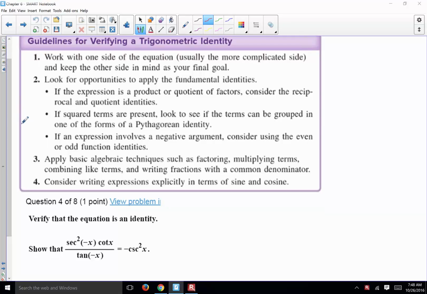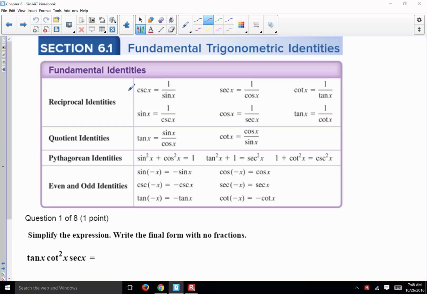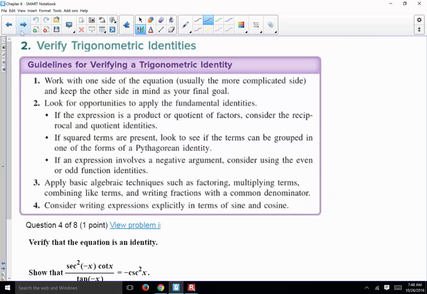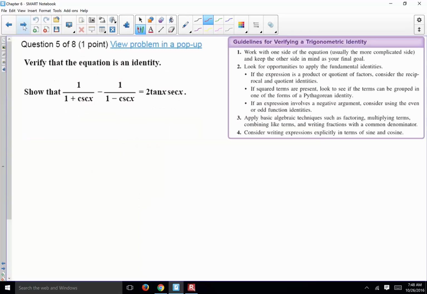You pretty much use the identities you know from previous sections: the reciprocal identities, Pythagorean identities, even-odd identities. And you also use some tricks from college algebra, basic algebra, like getting common denominators, multiplying top and bottom by the conjugate, or simply multiplying, sometimes factoring, and get the left side to meet the right side. That's it. I think the last thing we did was number 5.